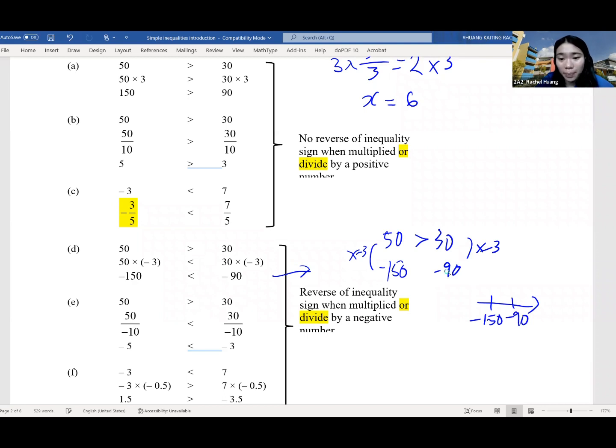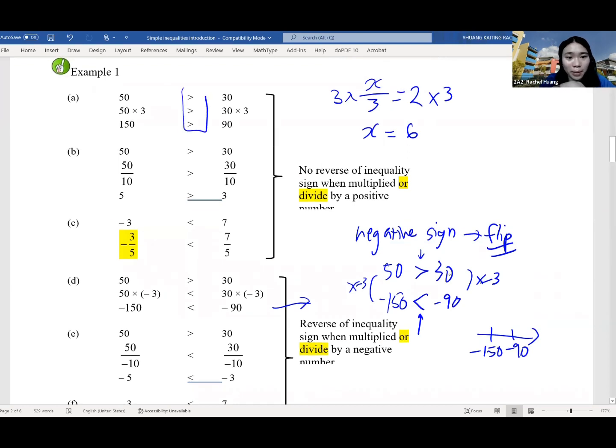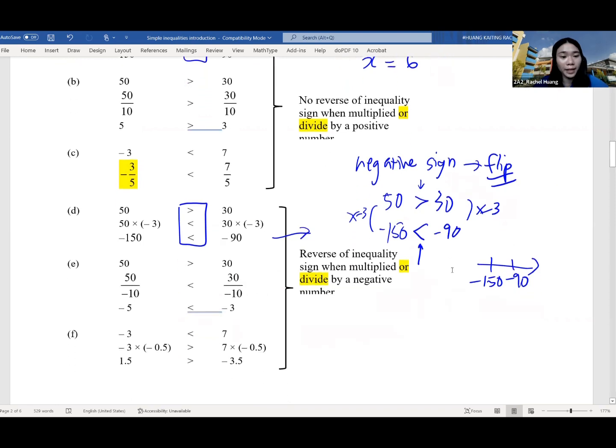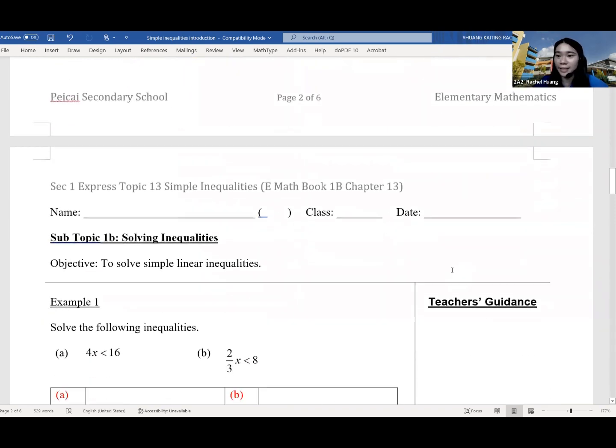So actually what happens is that whenever there is a negative sign that is multiplied or divided, you flip the inequality, okay? Flip it. So it was originally on this side, and then we flip it to the other side. And you can see the examples here. You see, if I multiply +3, it does not change. But if I multiply a negative number, it flips the moment you multiply the negative number, okay? And so that is pretty much it.